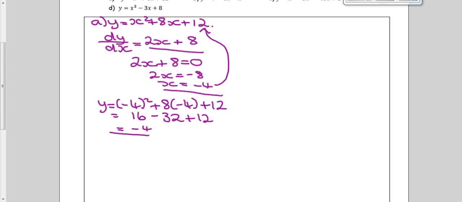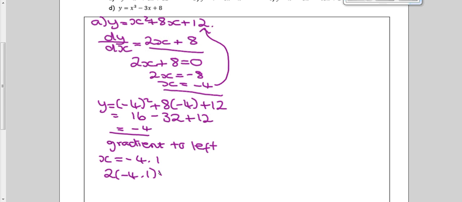So if we test the gradient to the left, that means that we'll be substituting in the x value of minus 4.1. So we need to substitute this back into what we've got for our dy by dx. So that will be 2 lots of minus 4.1 plus 8, which is equal to minus 8.2 plus 8, which is equal to minus 0.2.